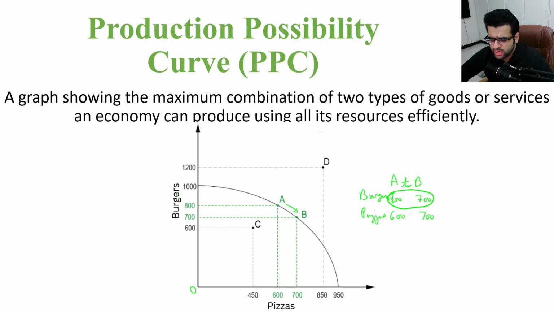Okay, so these two goods, the combination of two goods, it can change all the time. It doesn't have to be burger and pizzas all the time, okay? So it can be different every time. Let's move on and we'll understand this further.